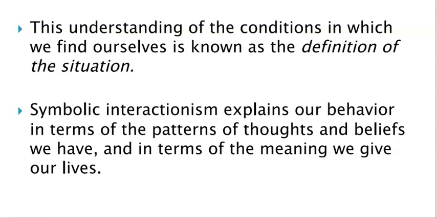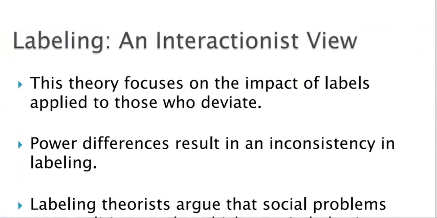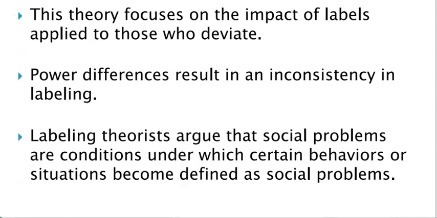This understanding of the conditions in which we find ourselves is known as the definition of the situation. Symbolic interactionism explains our behavior in terms of the patterns of thoughts and beliefs we have and in terms of the meaning we give our lives. So labeling from an interactionist view. This theory focuses on the impact of labels applied to those who deviate from the norm. Power differences result in an inconsistency in labeling.